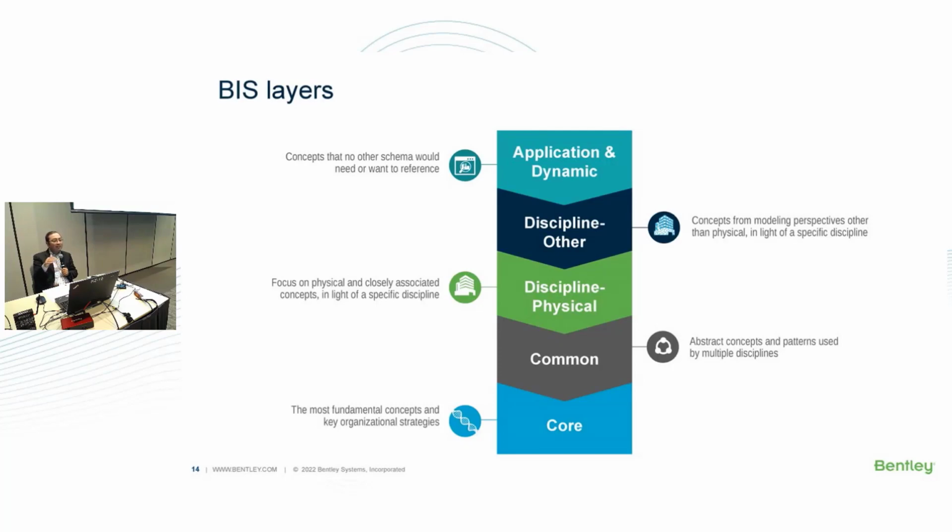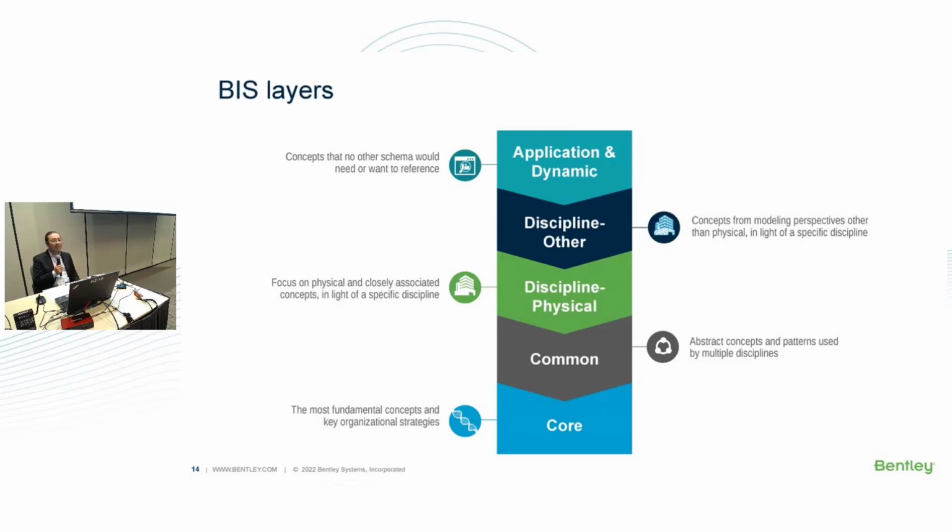Then we have the next layer, we call it the common layer, another set of schemas that introduce abstract concepts and patterns used by multiple disciplines. Examples of these schemas are linear referencing, grids, classification systems, profiles. Abstract concepts, but they introduce rules and patterns for those topics.